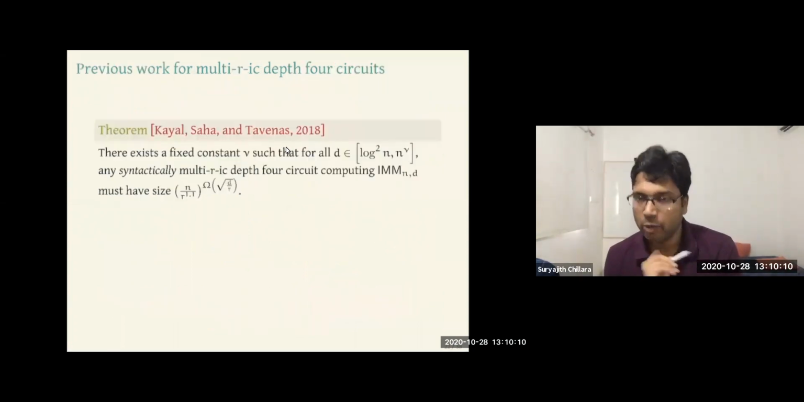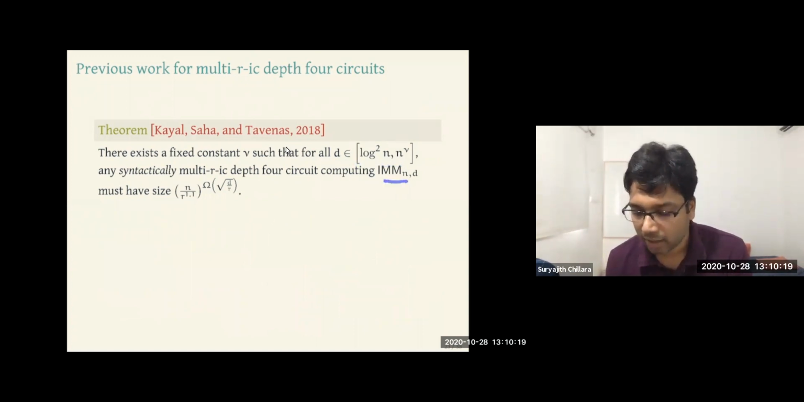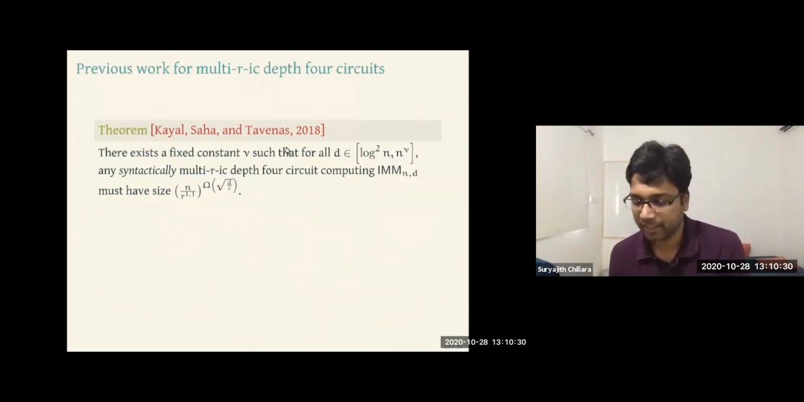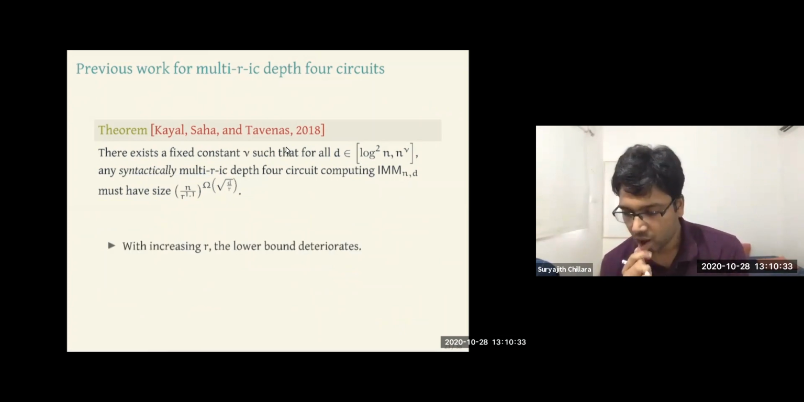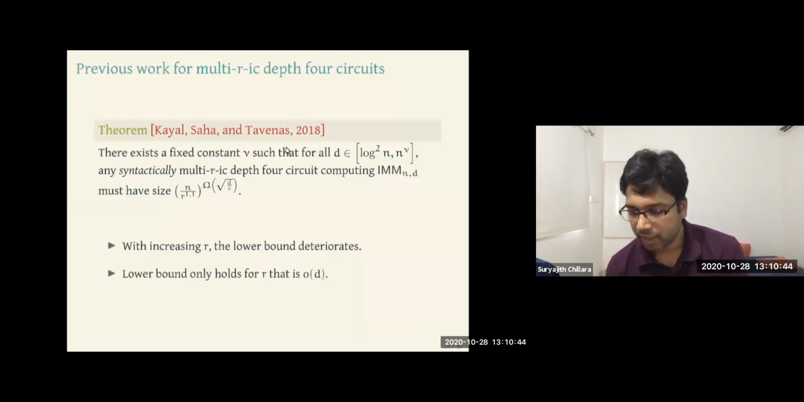So now let's again look at the formal statement, which says there exists a range of degree such that IMM n comma d, when computed by a syntactically multi-array depth 4 circuit, that circuit must have size roughly n power root d by r. I'm just repeating the same. If you stare at this bound carefully, if you keep on increasing the value of r, this bound deteriorates. Further, you are restricted to have the individual degree r bounded by the smaller of d.